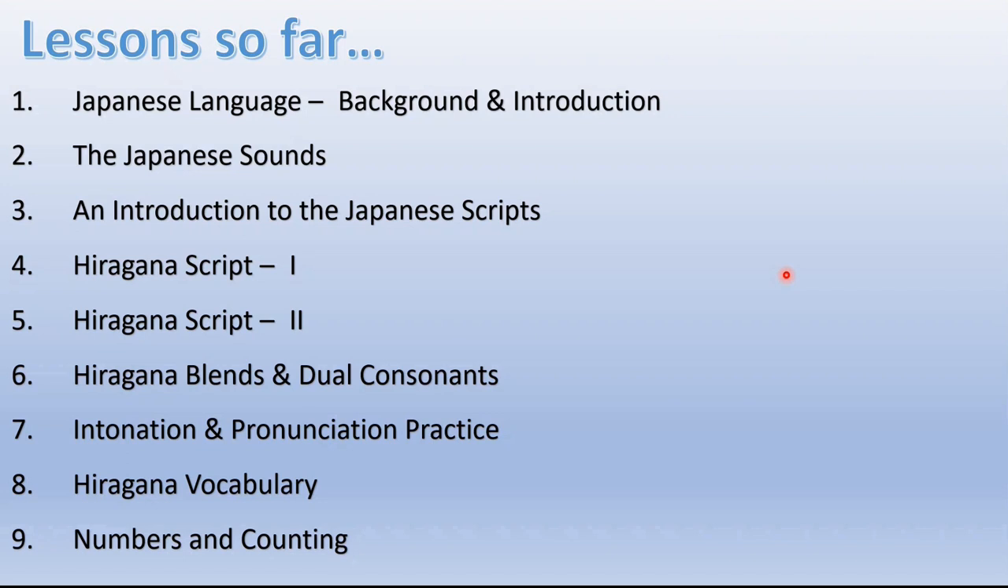So far in this course, we have learned about the very basics and background of Japanese, the origin, the sounds, the scripts, and their evolution. Then we learned the Japanese alphabet system in Hiragana script, talked about pronunciation and intonation, and did a practice lesson of some common Japanese words.